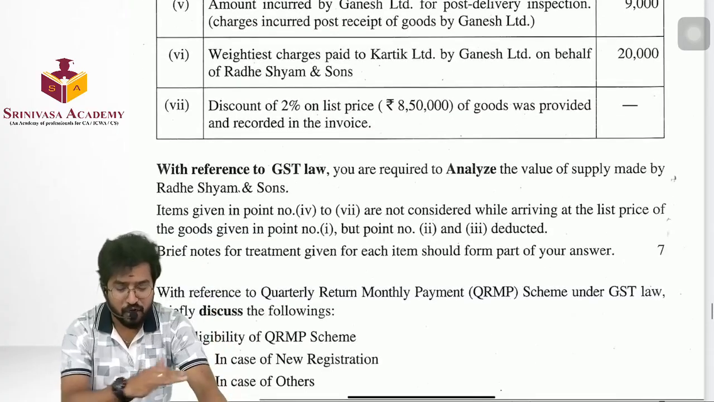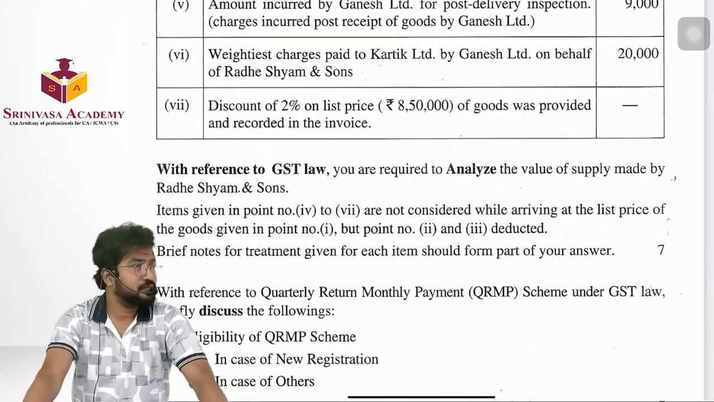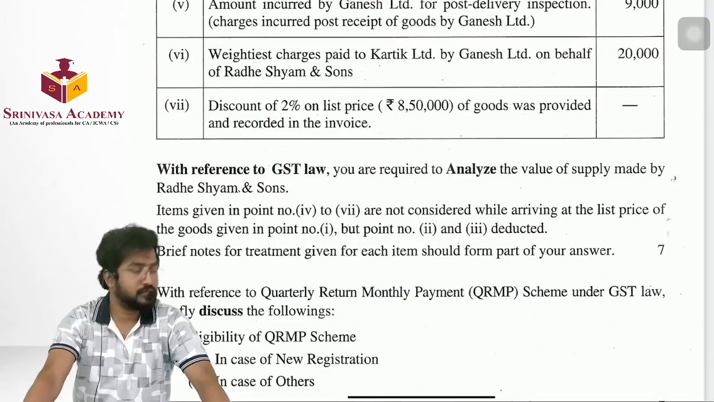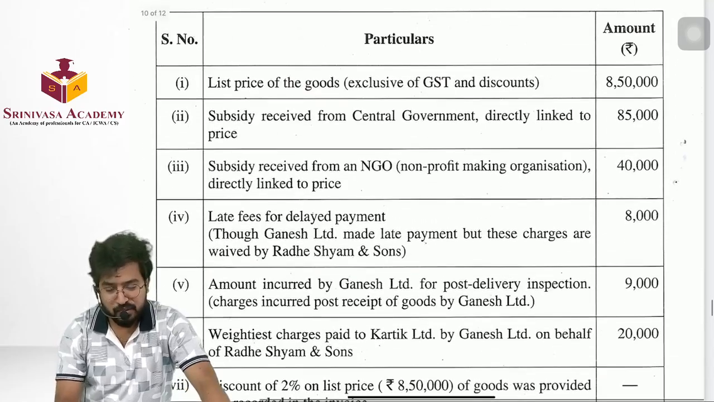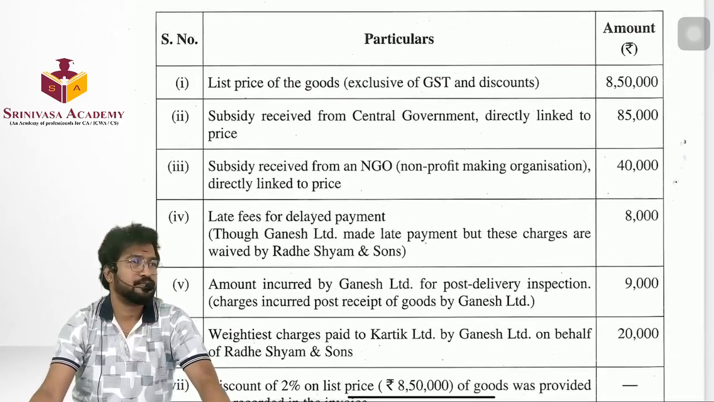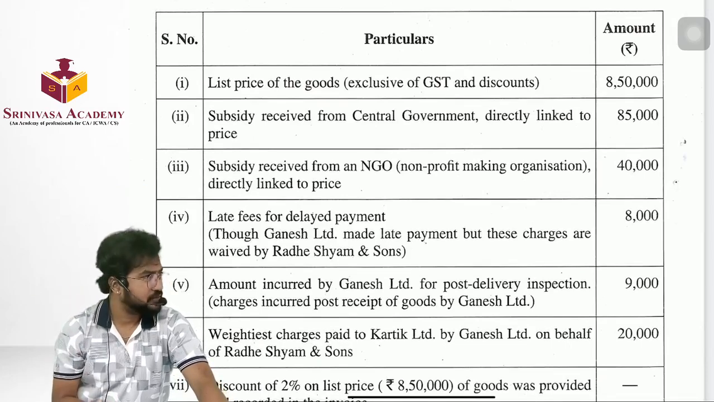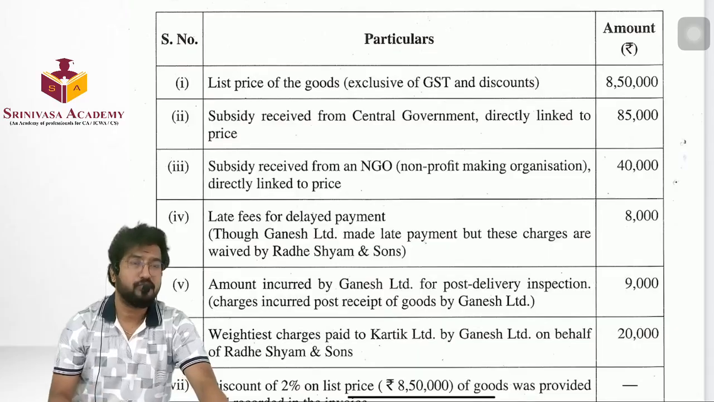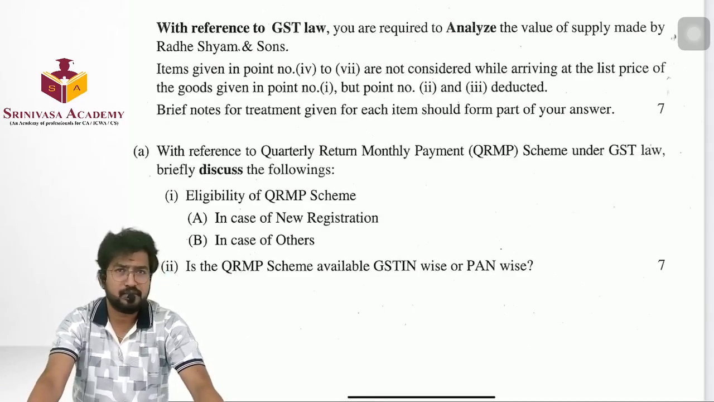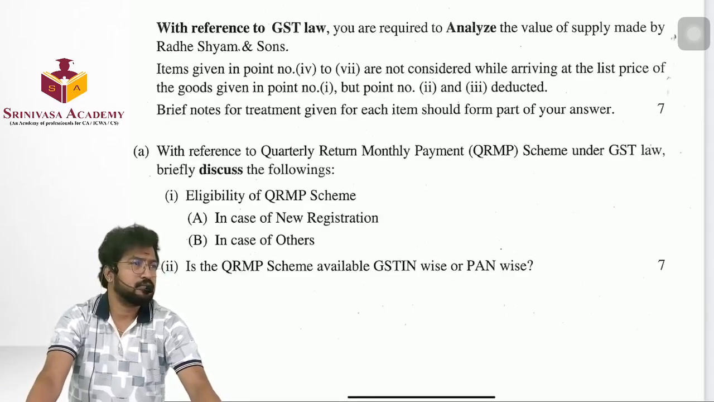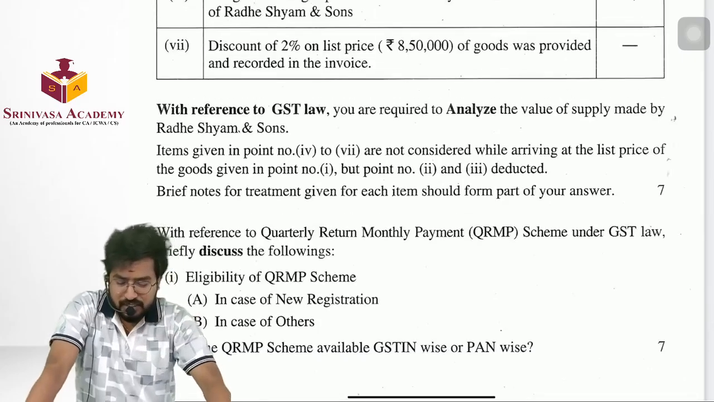These are not considered while arriving at the list price of the goods given in point number 1. But points 2 and 3 are deducted, which means subsidy is not included already. If you want to include that, otherwise ignore. That is what we are also doing. The examiner is presenting it in a more technical way just to confuse you. Whatever calculation you did till now is absolutely correct. This is just some extra information to confuse you, but you are still done with the question. What is the answer?